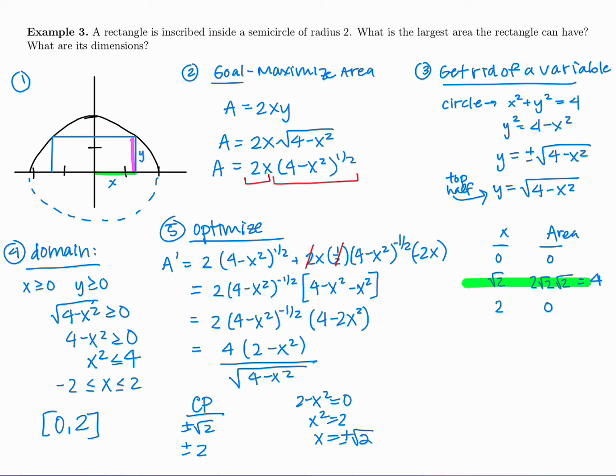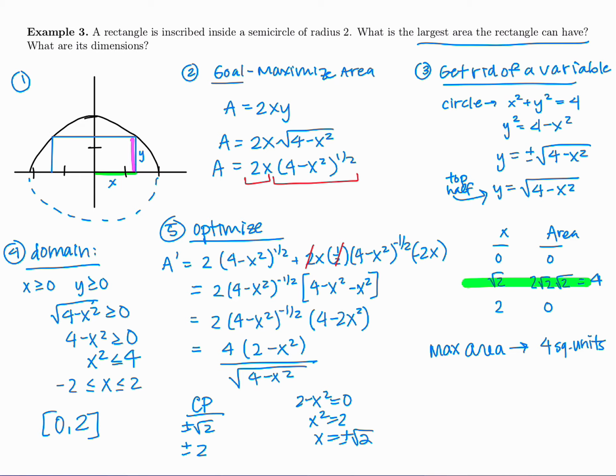So let's make sure we go back and answer the questions that we were actually asked. The first thing says, what is the largest area the rectangle can have? So the maximum area, that is 4 square units. We weren't given the actual units, inches, feet, whatever, so we'll just say square units.